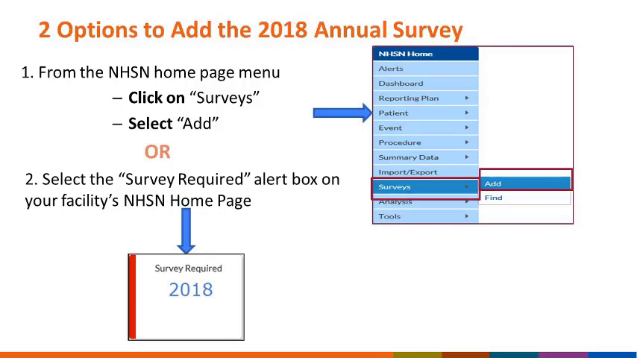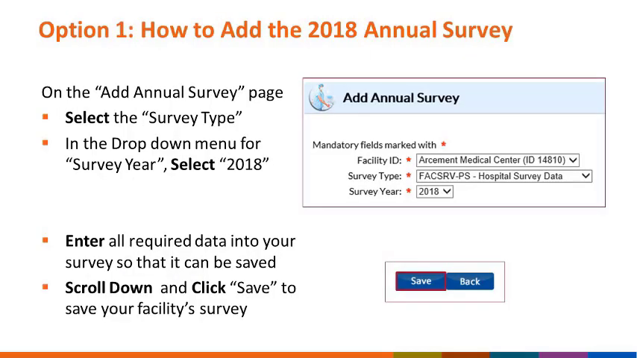So there are two options on how to add a 2018 annual survey. You can first add the annual survey from the NHSN homepage by clicking on Surveys and then selecting Add, or you can select the survey required alert box on the NHSN homepage. So the first option is navigating to the NHSN homepage to add the annual survey.